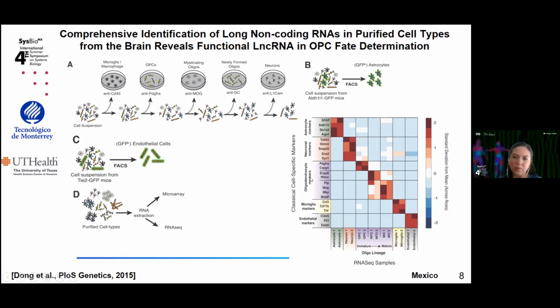We have astrocytes, neurons, oligodendrocytes, microglia. The oligodendrocytes, there are 3 stages of oligodendrocytes that coexist in the brain. These are the newly formed oligodendrocytes, the oligodendrocyte precursor cells, and the mature oligodendrocytes. So that will be important.